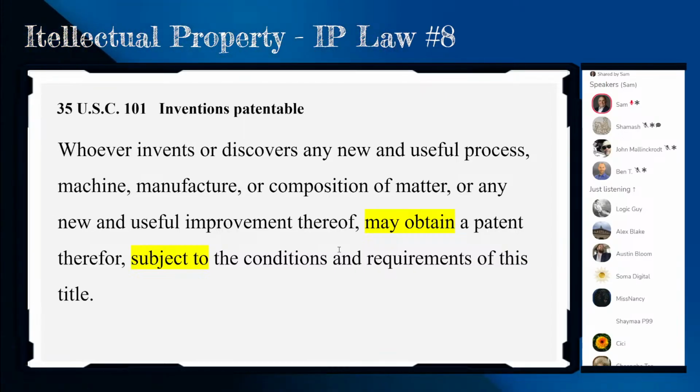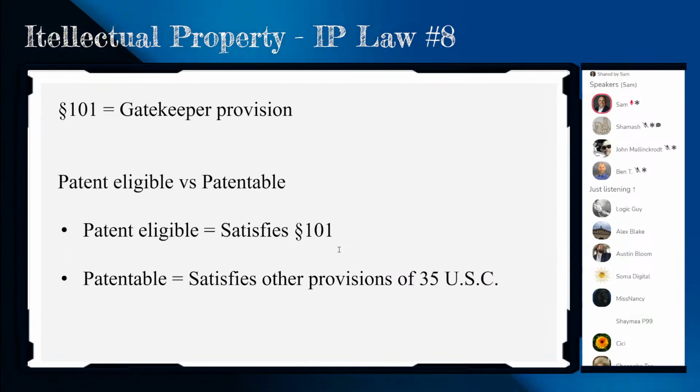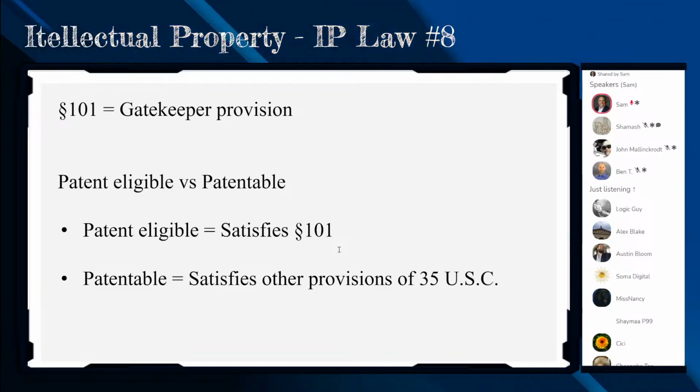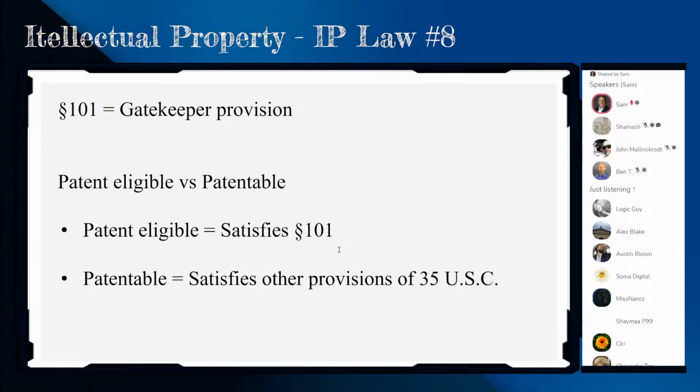to see whether subject to those sections you can obtain a patent or not. And so as we see on slide 14, this section 101 is called the gatekeeper provision of patent law, because if you don't get past 101, you don't get to any other provisions of patent law. You have to first satisfy this before we can talk about whether your invention is patentable or not.